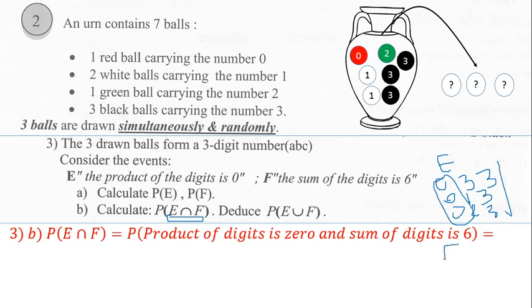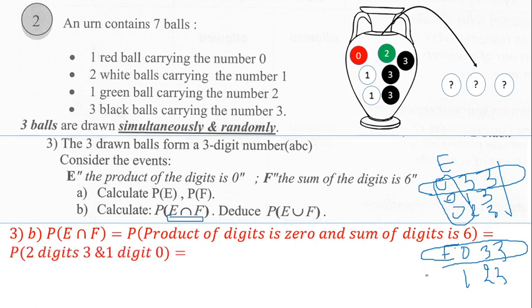While F was two cases only: 0, 3, 3, and 1, 2, 3. So what is common between these? This is the only common case. It satisfies that the product is 0, and satisfies that the sum is 6. Probability of E and F: the 3 digits should have a product equal to 0 and a sum equal to 6.